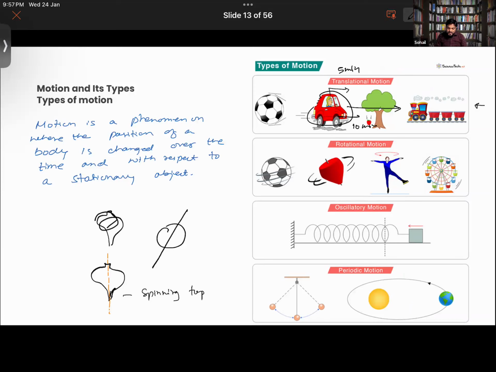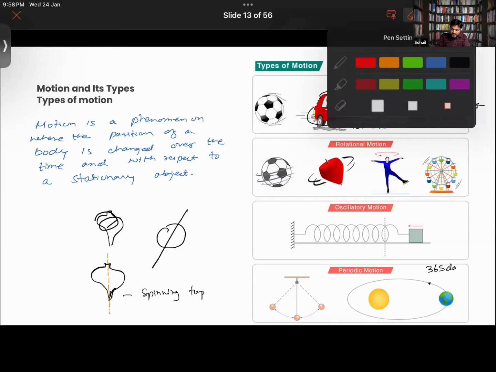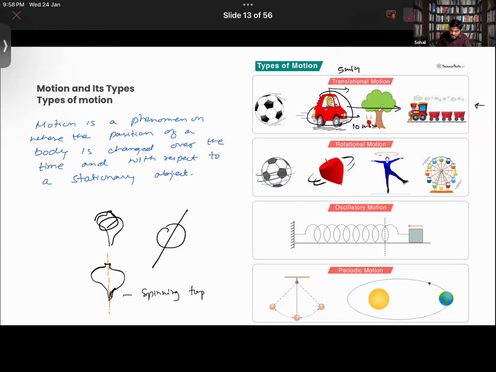That is it. Then what is periodic motion? I hope oscillatory motion is clear. Periodic motion is when a particular object repeats its motion after a fixed time. Like Earth completes a revolution in 365 and a quarter days. So in this much time period, Earth is completing its revolution.